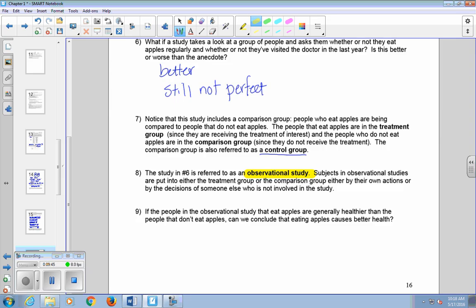If people in the observational study show up as generally healthier than the people who don't eat apples, can we conclude that eating apples causes better health? It might be tempting to say, oh, that's pretty strong evidence, but we still can't conclude that it's the apple alone causing this, because we don't know what other variables may also be out there that may cause good health.